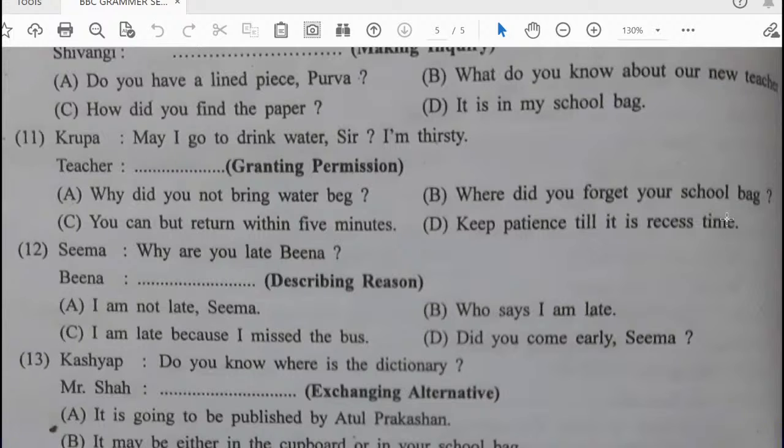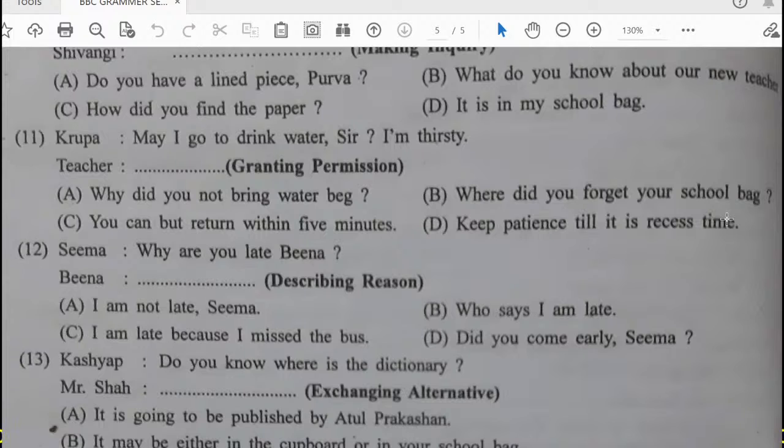Where did you forget your school bag? These two are already rejected. Now we have to focus on C and D. You can but return within 5 minutes. And D, keep patience till it is recess time. And we are given the suggestion granting permission. Permission means granting permission, એટલે એને રજા આપે. So keep patience till it is recess time is also rejected.